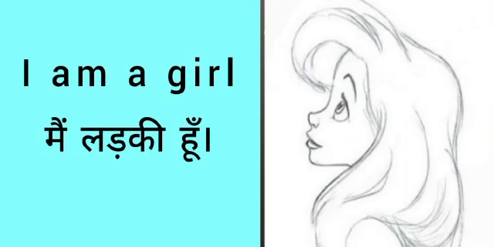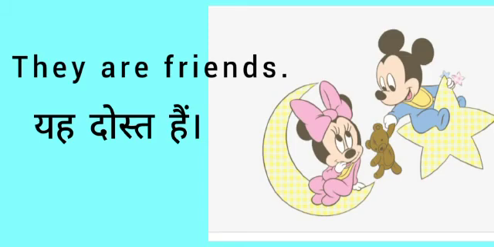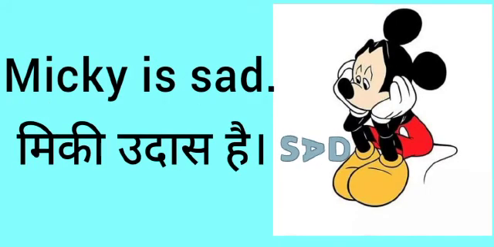Kids, now make sentences. I am a girl. मैं लड़की हूँ तो am के लिए हमने हूँ का यूज़ किया है. They are friends. यह दोस्त हैं तो are के लिए हैं का यूज़ किया है. Mickey is sad. मिक्की उदास है तो is के लिए है का यूज़ किया है.